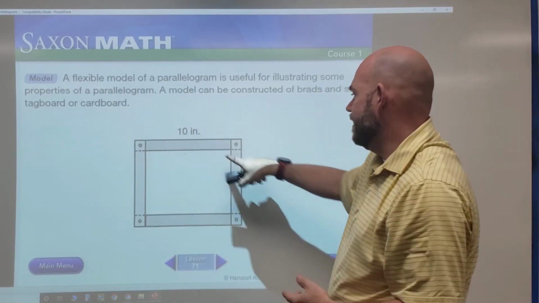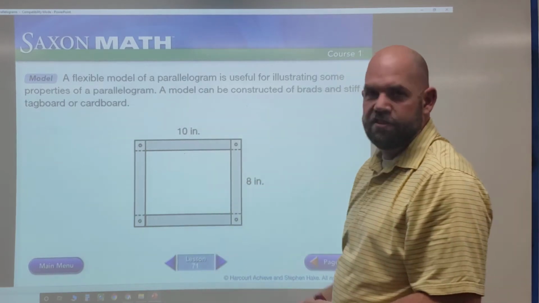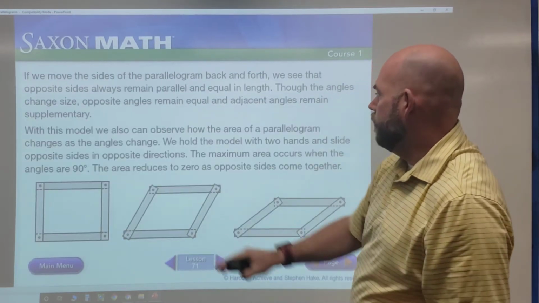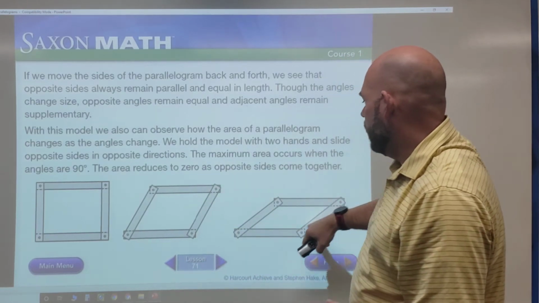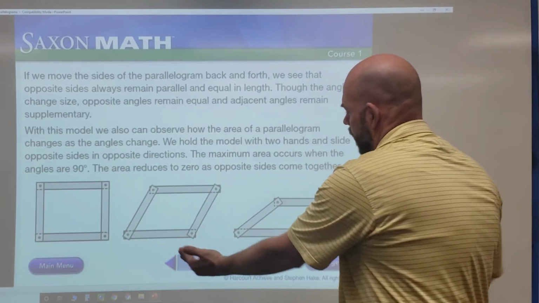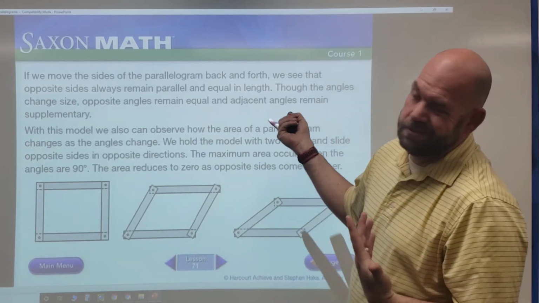So we're going to say 10 inches by 8 inches. So we know the area inside this is going to be 80 inches squared. Now, if we move that down, is this still going to be 80 inches squared in here? We see now it's further across, but it's shorter down. The answer is, well, let's read through this.